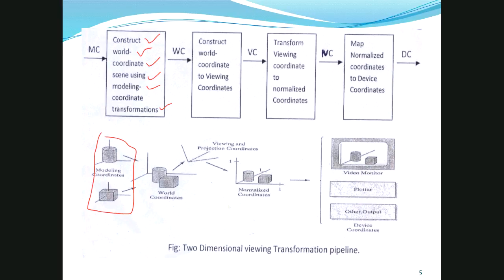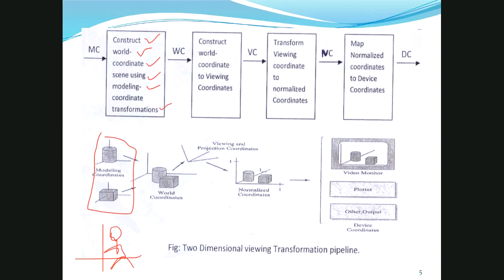So this picture can show the two-dimensional viewing transformation. Okay, so here, see this one, the two-dimensional viewing transformation pipeline. Whatever the image, whatever the scene, whatever the picture you represent using the x coordinate and y coordinate plane, that can be shown like this. Okay, so see here, first in the modeling coordination we will do all these things.